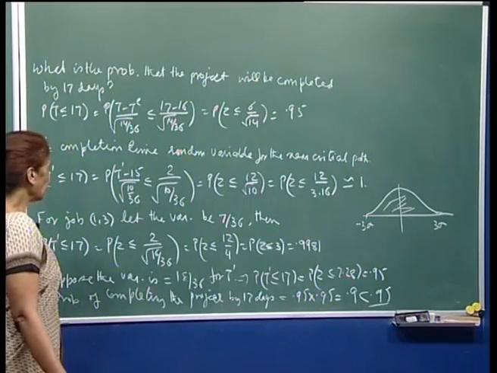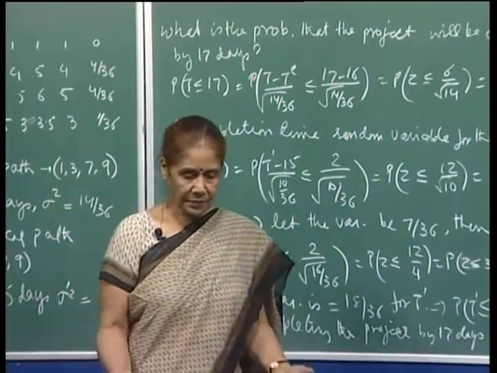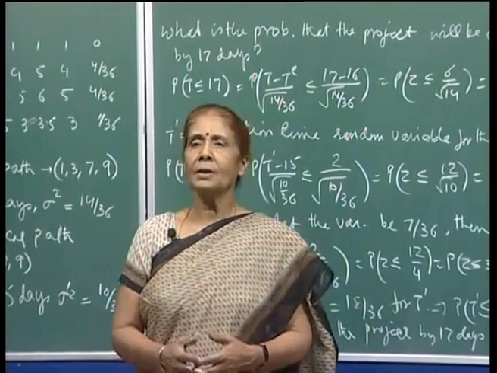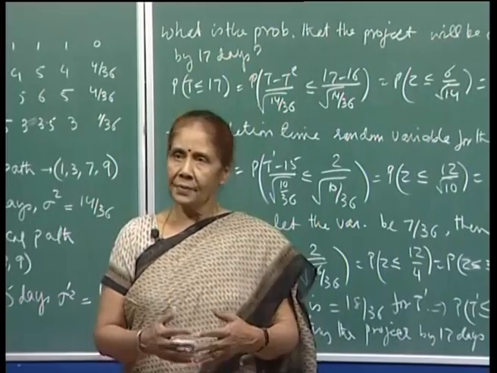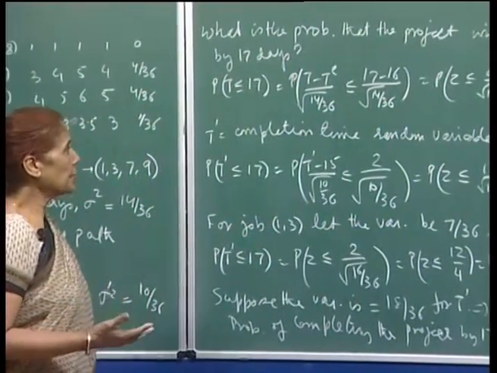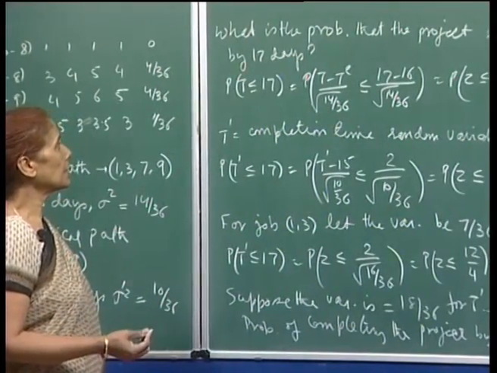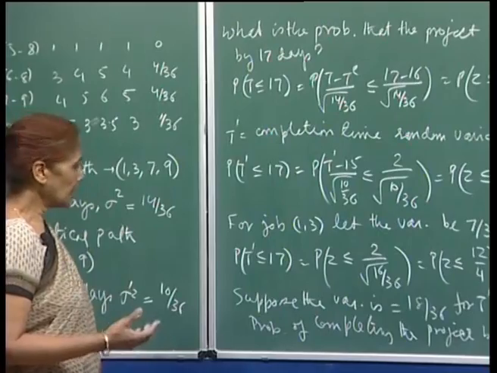So, therefore, again, essentially what I am trying to say is that if the near critical path is close to the critical path and the variance is high, then the probability of completing the project will not be dependent just on completing the activities on the critical path.